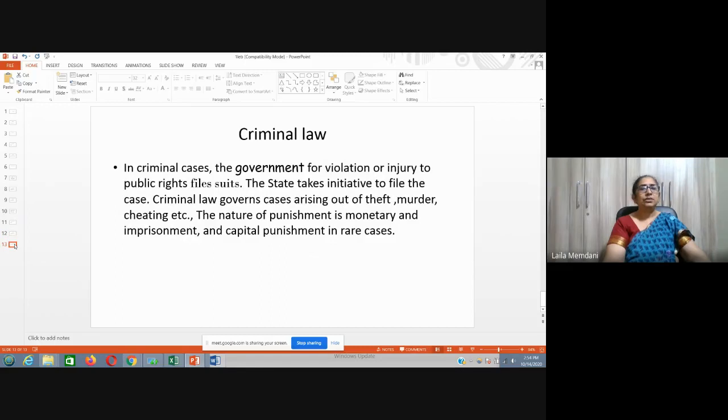Then there is criminal law. In criminal cases, the government, for violation or injury to public rights, files suits. State takes the initiative to file the case. Criminal law governs cases arising out of theft, murder, cheating, etc. The nature of punishment is monetary as well as imprisonment, and sometimes capital punishment also. And nowadays people are demanding capital punishment for rape cases as well.